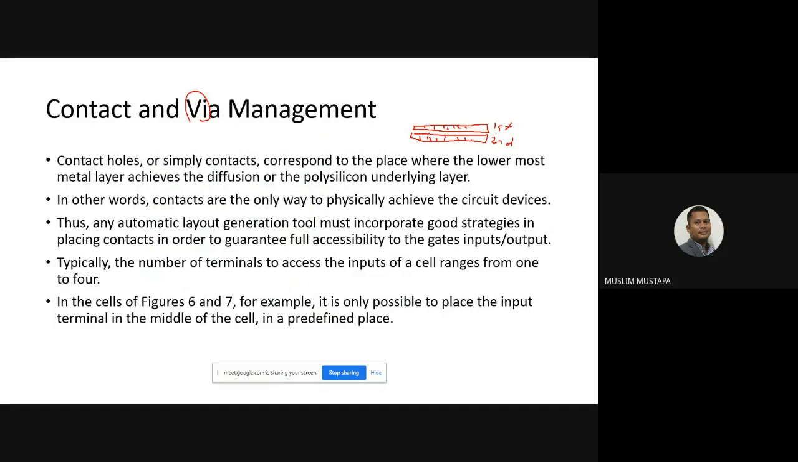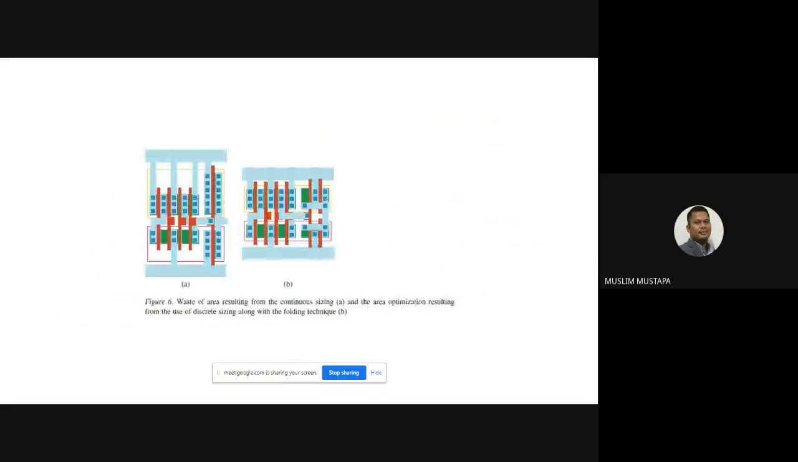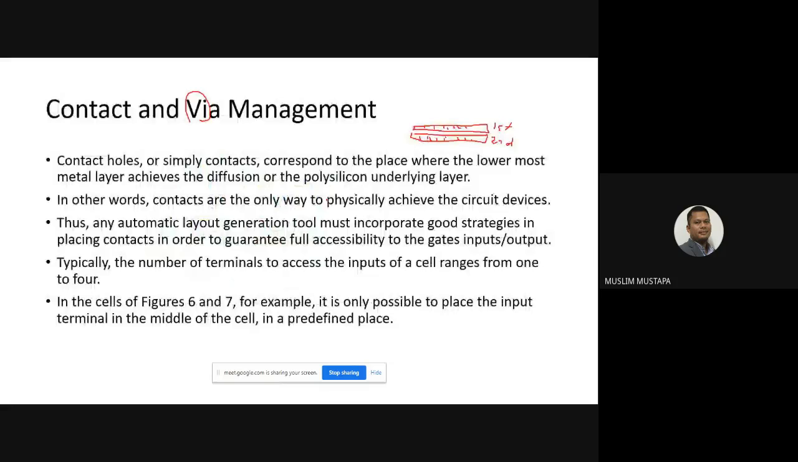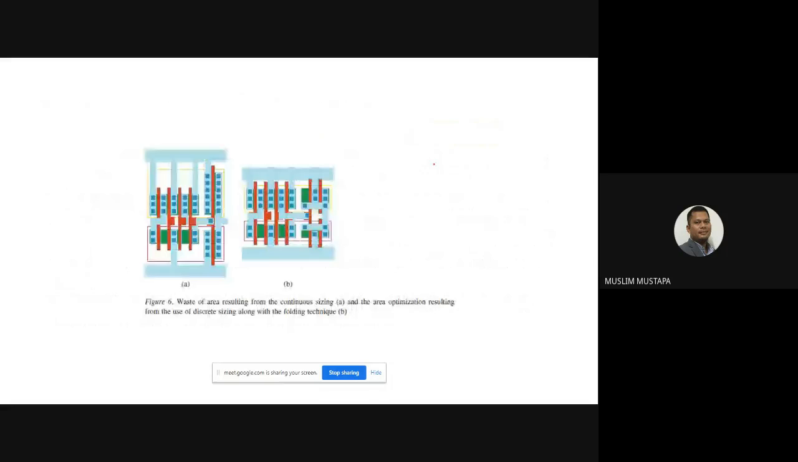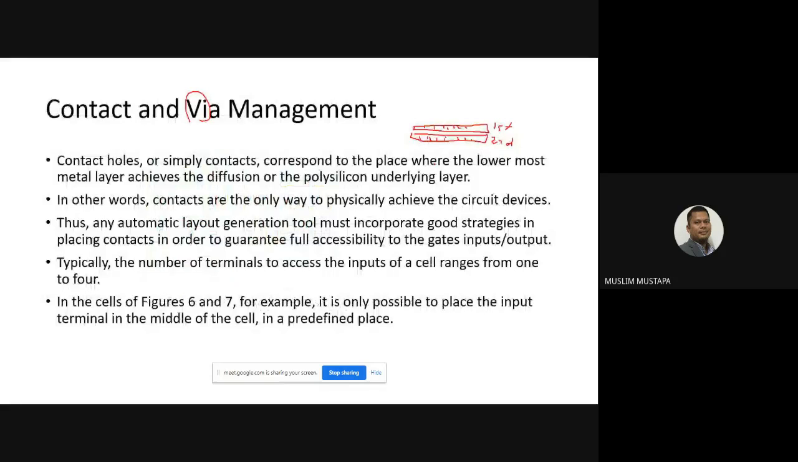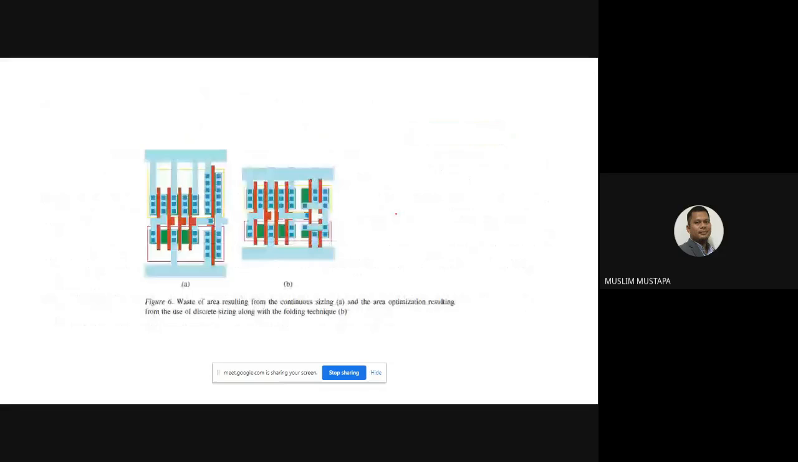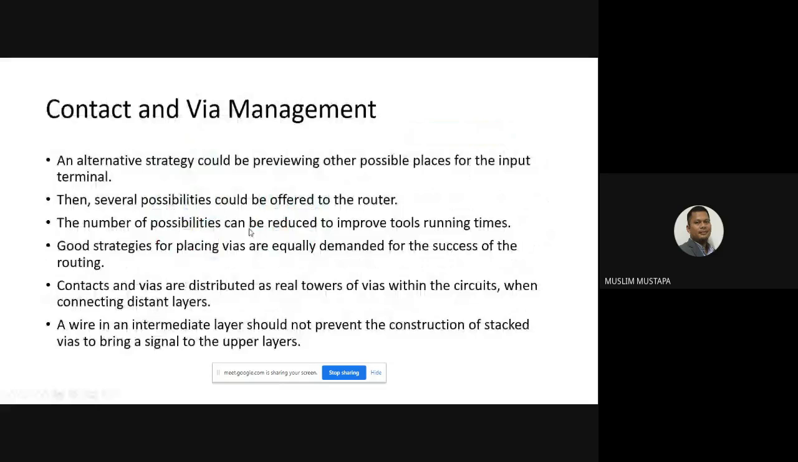So one of the challenges in physical design is contact and via management. You have to figure out the best and most optimized place to put these contacts and vias in the physical design. So basically that's about contact and via management.